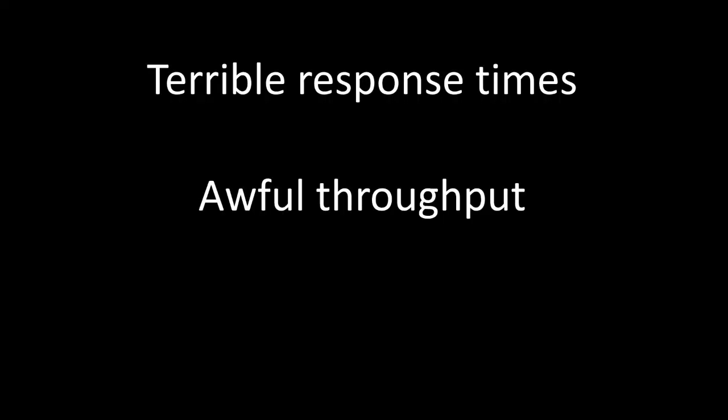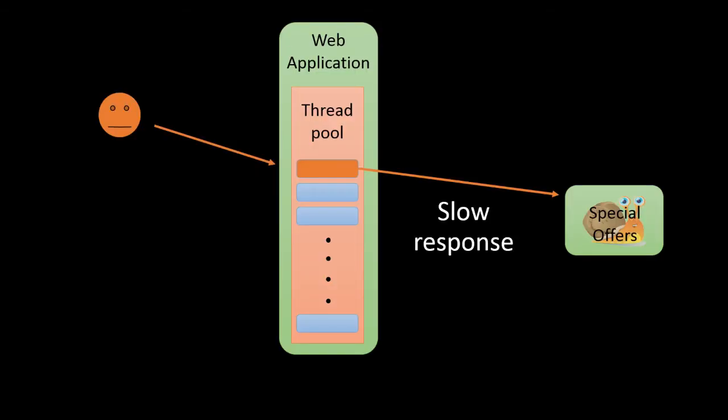The symptoms this time were terrible response times and an awful throughput in the web application. Again, hadn't we solved the problems that caused these symptoms with our circuit breakers? Okay, let's see what's happening. It's the special offers service again. Can't these developers get anything right?